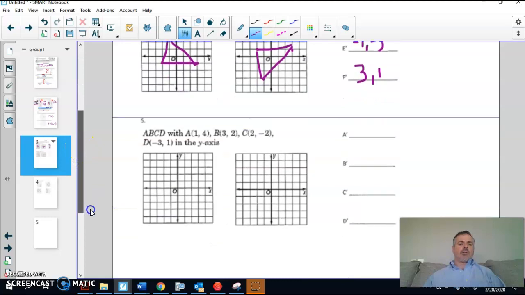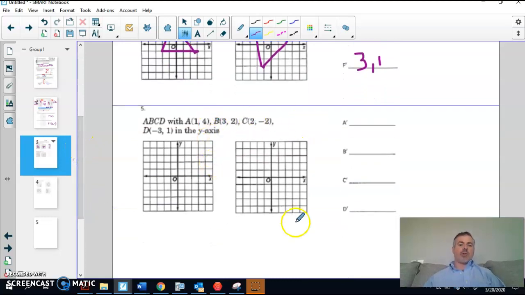So down here, now I have a quadrilateral, but I'm going to flip it over the y-axis. So again, the pre-image is at, we'll do it in a different color, 1, 4. So 1, 1, 2, 3, 4 is right there. 3, 2, 1, 2, 3, 2 is right here. 2, -2 is right here. -3, +1 is right there. So now I'm going to flip it over the y-axis. I'll use the rule instead of the graph on this one.